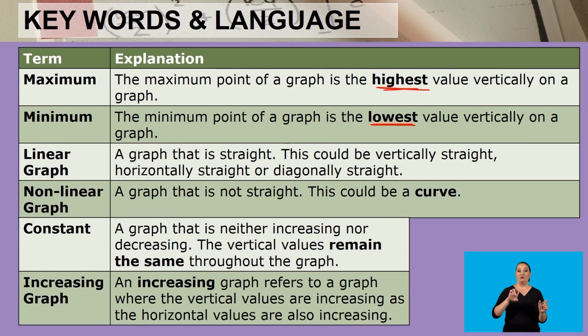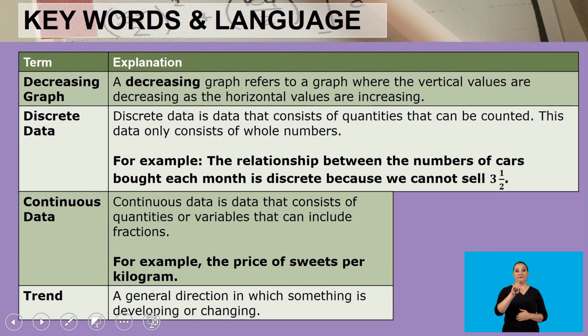Then we are going to look at increasing graph. An increasing graph here refers to a graph where the vertical values are increasing as the horizontal values are also increasing. Then we're going to be looking at keywords such as decreasing graph. Now a decreasing graph refers to a graph where the vertical values are decreasing as the horizontal values are increasing.